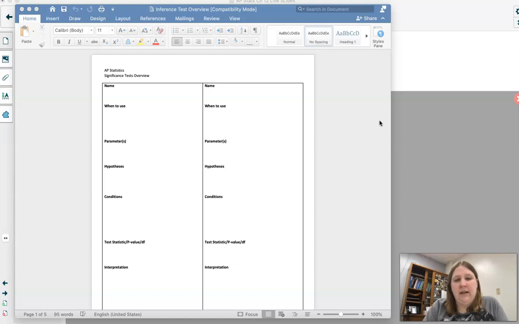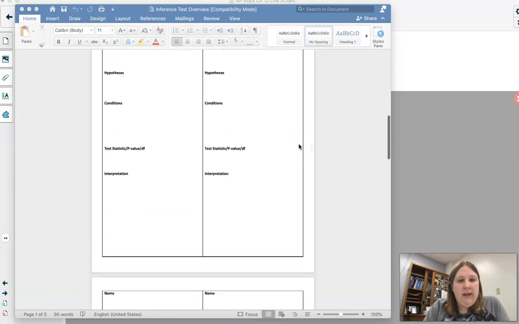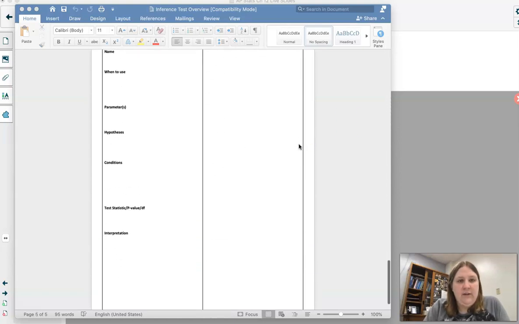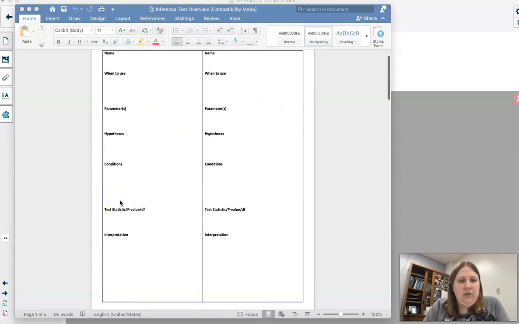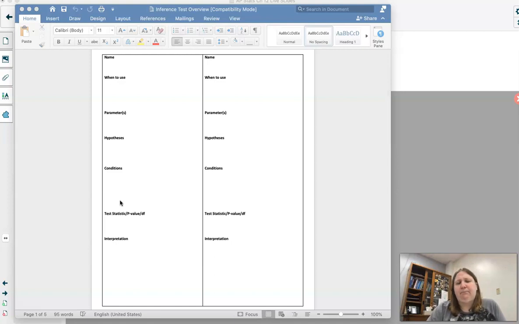So this is a lot to organize, and really we want to focus on how do we know when to use which test. This tool will help us figure out when to use which test and also what the steps are that go along with each of those tests. You should have a blank chart like this where there are 9 different spaces for the tests, and it's got everything that goes along with each one of them.